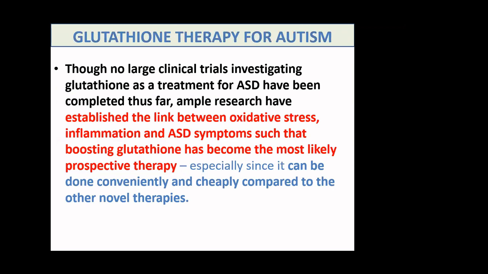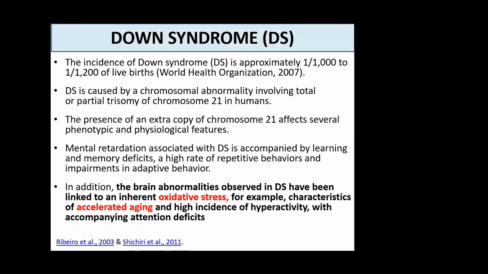Though no large clinical trials investigating glutathione as a treatment for ASD have been completed thus far, ample research has established the link between oxidative stress, inflammation, and ASD symptoms, such that boosting glutathione has become the most likely prospective therapy, especially since it can be done conveniently and cheaply compared to the other novel therapies. So we move now to Down syndrome.